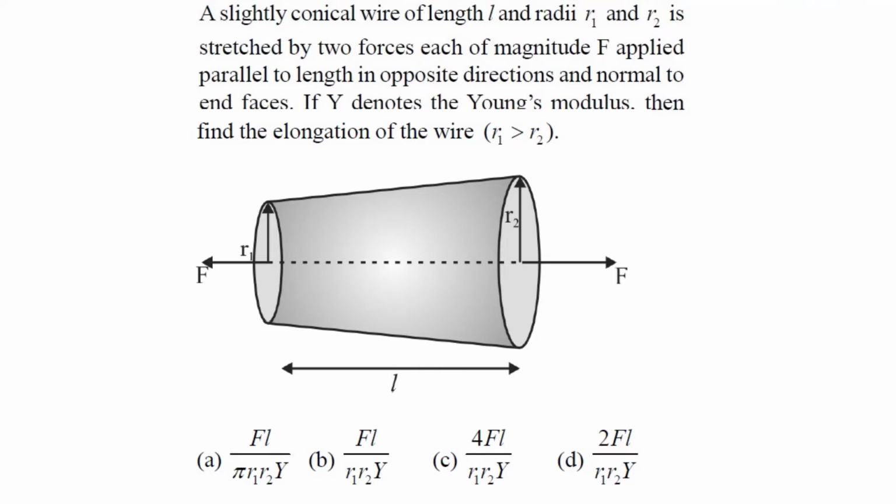A slightly conical wire of length L and radii R1 and R2 is stretched by two forces, each of magnitude capital F, applied parallel to length in opposite directions and normal to end faces. If Y denotes the Young's modulus, then find the elongation of the wire. R1 is greater than R2.